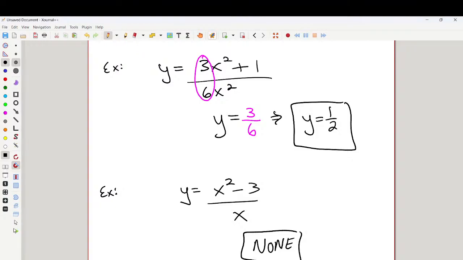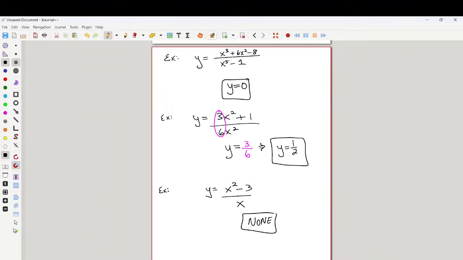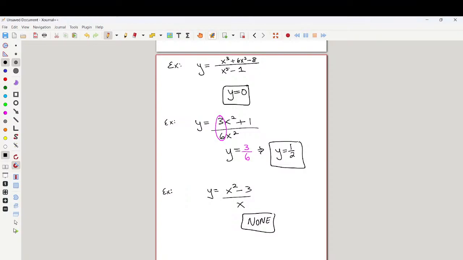All right. If I lost you on my little rant, know the 3 cases. Bottom heavy, y equals 0. Top heavy, none. Equal degree or tie, it's a ratio of the leading coefficients.